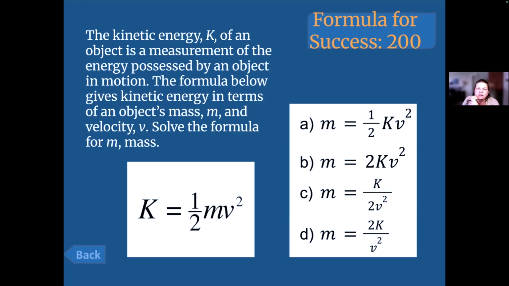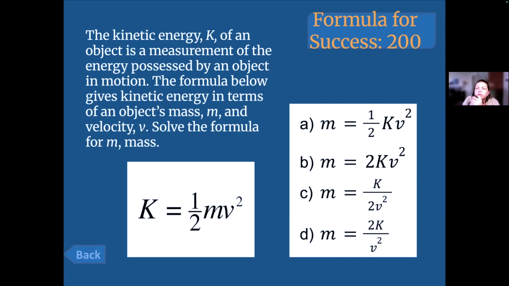It says, solve the formula for m, mass. But notice they didn't give you K, they didn't give you V, they didn't give you anything. All they said was solve the formula for M. And then take a look at the answers, you guys. Notice the form all the A, B, C, and D answers are in. Do you see how they all still have the M, the K, and the V in them?